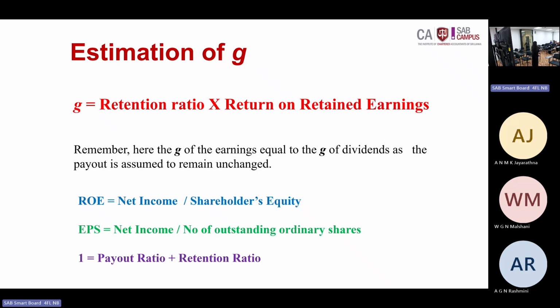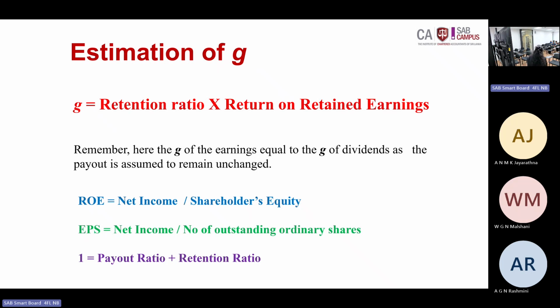No, right? So ROE means return on equity. If the investor is a shareholder, what will be the return of that particular shareholder? The return is their profit. Which profit? Profit after tax. We call that the net income, right?